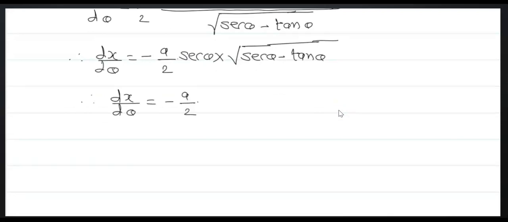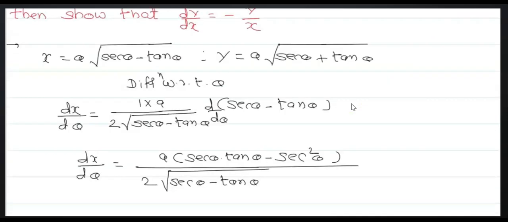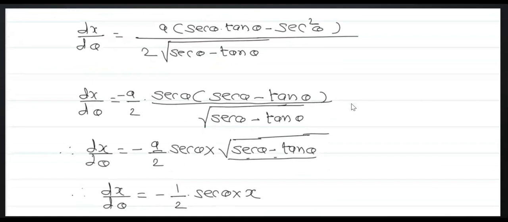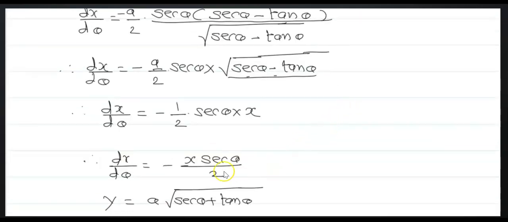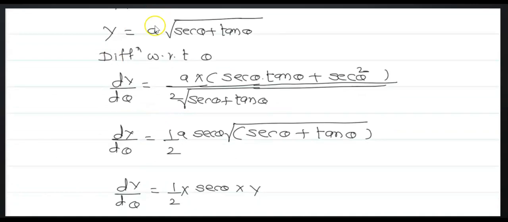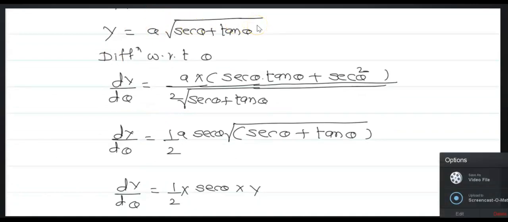dx upon d theta is minus a by 2 sec theta in root of, that is nothing but the x. Next is y is equal to a in root of sec theta plus tan theta. Differentiating, dy by d theta.